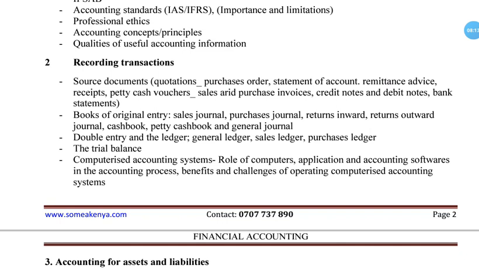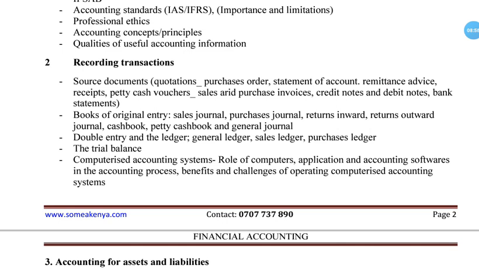So we shall have source documents: quotations, purchases orders, statement of account, remittance advice, receipt, petty cash vouchers, sales and purchases invoices, credit notes and debit notes, bank statement. Books of original entry: we shall have the sales journal, purchase journal, return inwards, return outwards, journal, cash book, petty cash, and the general journal. Double entry in the ledger: general ledger, sales ledger, purchase ledger. We shall have the trial balance.